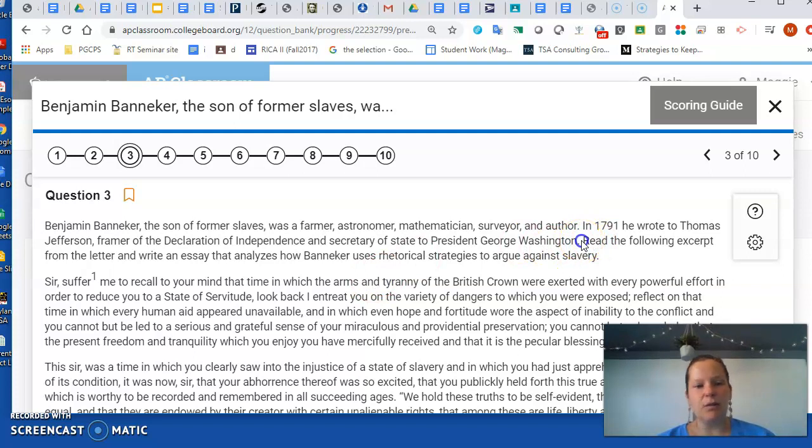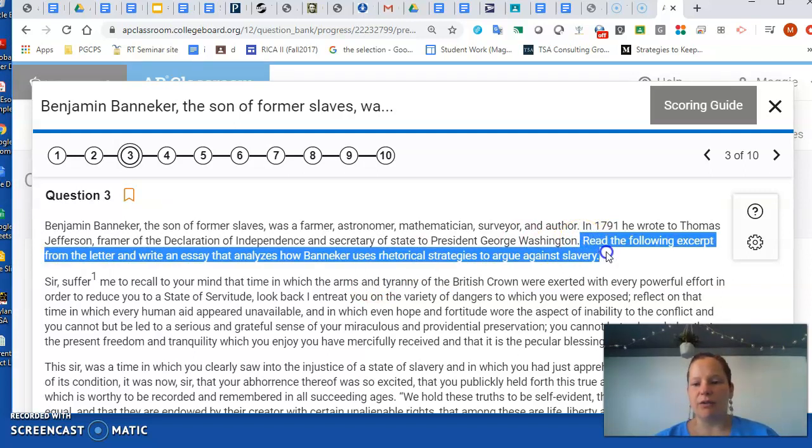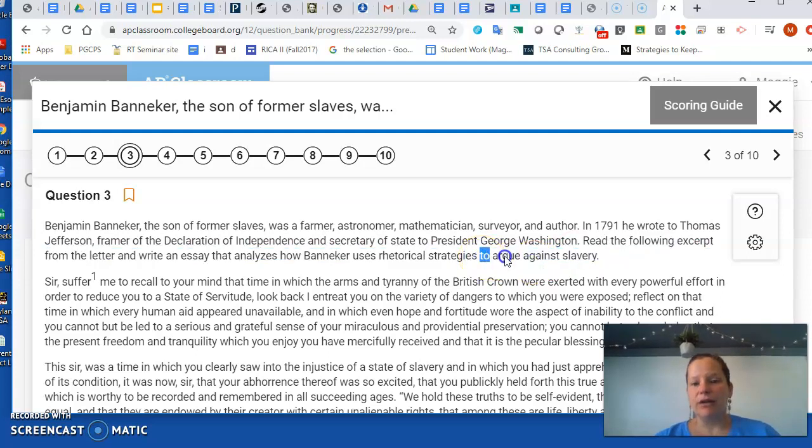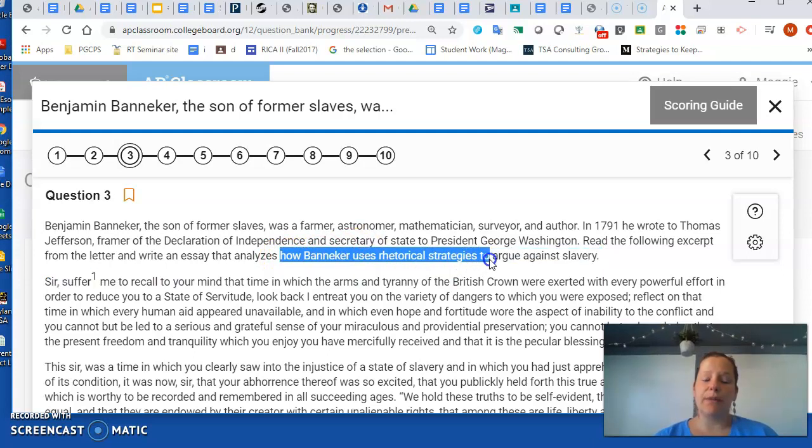Next up, I think this one is the most familiar wording. We have a speech or a letter, read it, and write an essay that analyzes how the author uses rhetorical strategies to argue against slavery. Again, we have been given the author's purpose here, which is fantastic. It won't always happen. Sometimes it's going to say, analyze how Banneker uses rhetorical strategies to achieve his purpose. And that's when they're testing your reading skills to know if you can identify the correct purpose. Do you know what the speech or the letter was setting out to do?